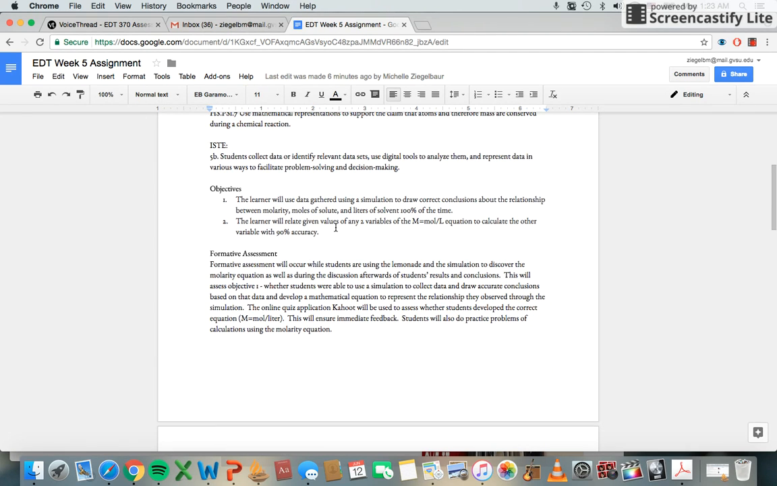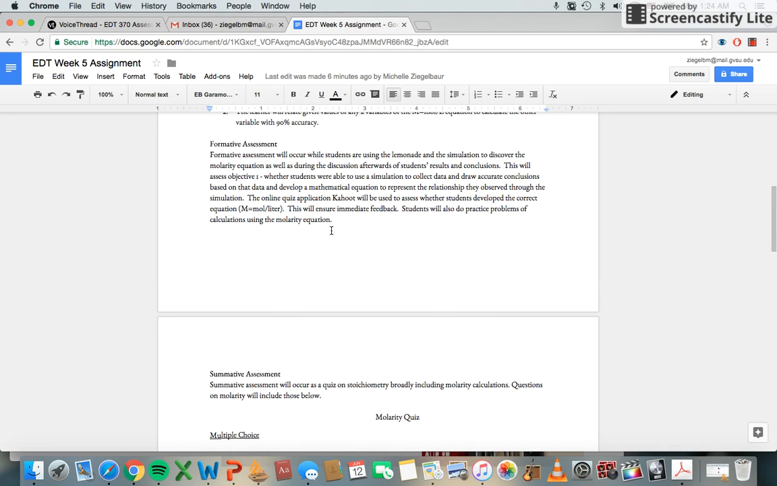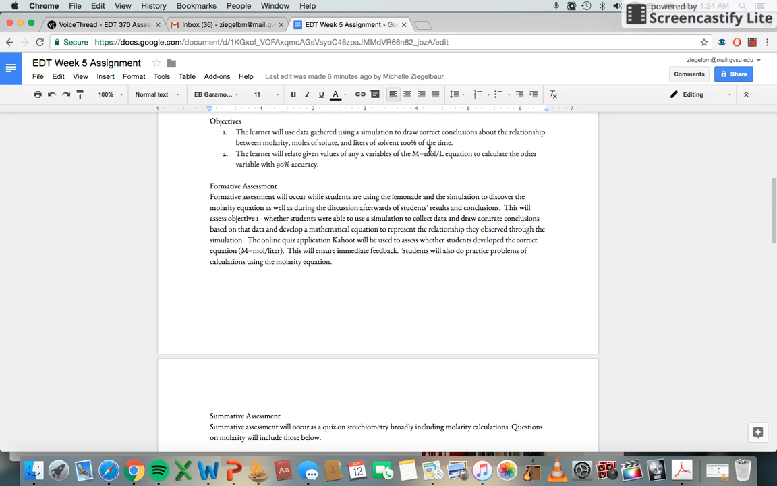Here are my objectives. The first one has more to do with the simulation. The second one has more to do with calculations and the content they would be doing. All right, formative assessment. Formative assessment would really be that first objective, mainly. And it would be the whole process of them using the simulation to come up with this equation.